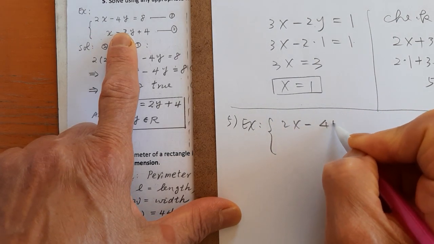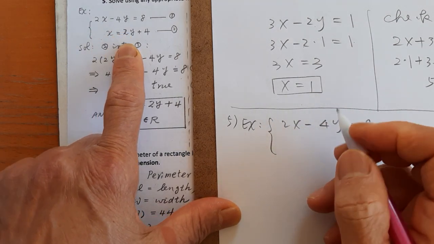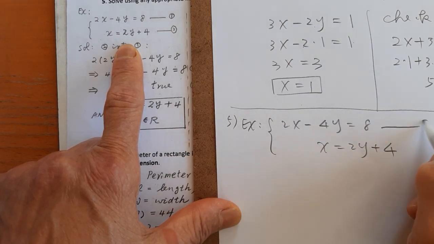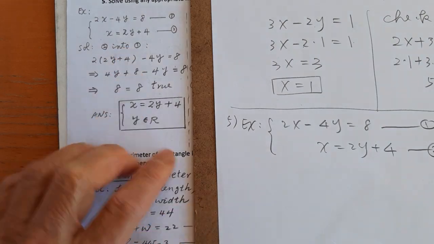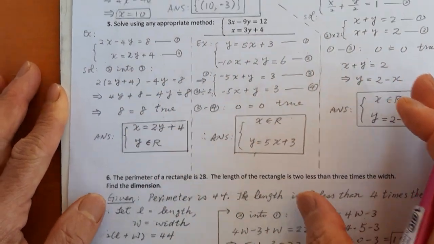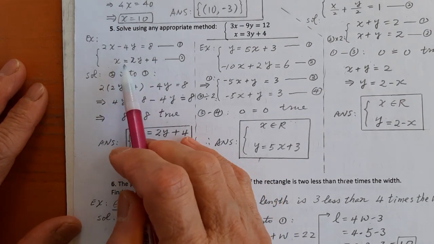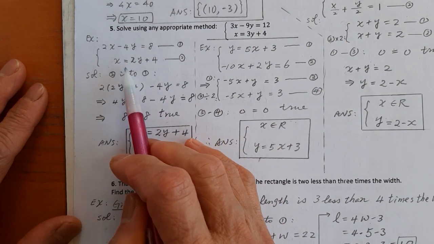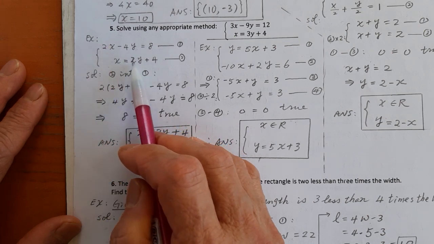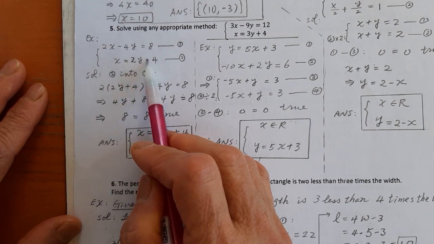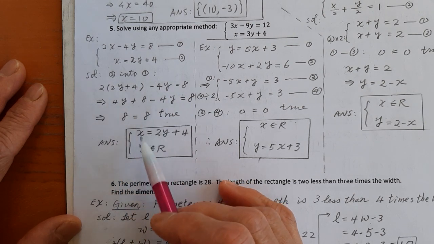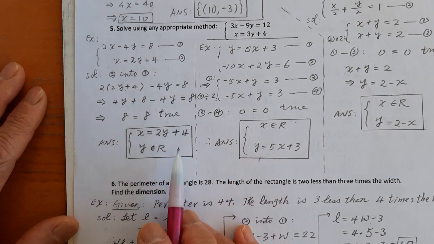2x minus 4y equals 8. x equals 2y plus 4. That's the first equation and the second equation. Now, my work here is by the substitution method. The second equation is x equals 2y plus 4. Put in x, this x is replaced by 2y plus 4. Then you solve for y.